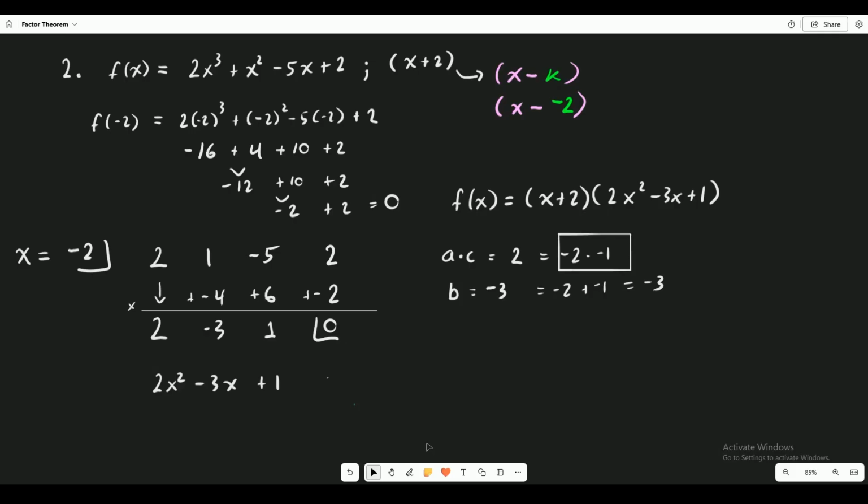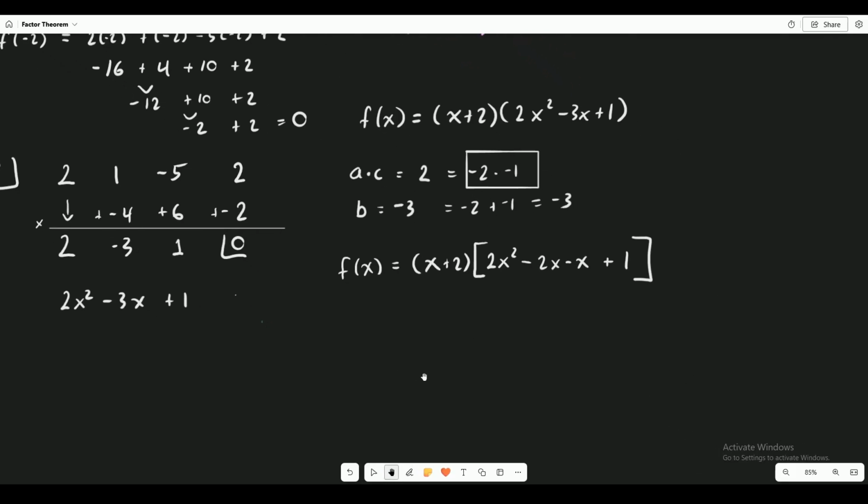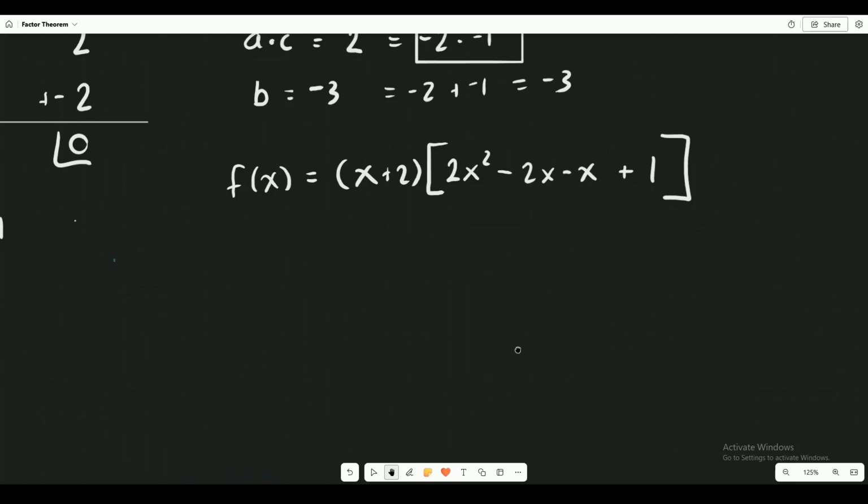All right, so my new f of x is equal to x plus 2, and my 2x squared minus 3x plus 1 becomes 2x squared minus 2x minus x plus 1. So I'm going to focus on this right here, so let's zoom in on it. And now I'm focusing on this.